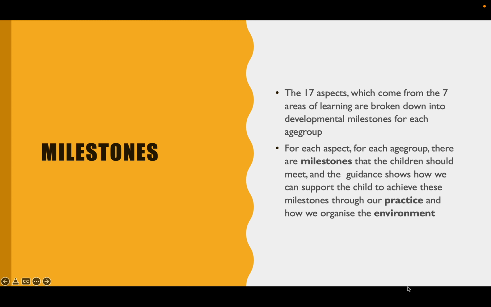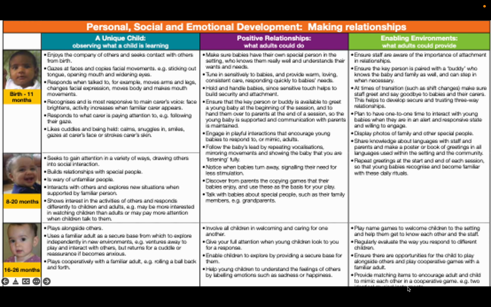For each aspect, for each age group, there are milestones. And these are the things that the children should meet. The EYFS guidance shows us how we can support the children in meeting these milestones and the way that we can plan and organise the environment to support the children in meeting these milestones. But for the purposes of this presentation, we are focused on what those milestones are and whether the children are meeting those milestones or not. Here is an example of the first area of learning and the first aspect, actually.